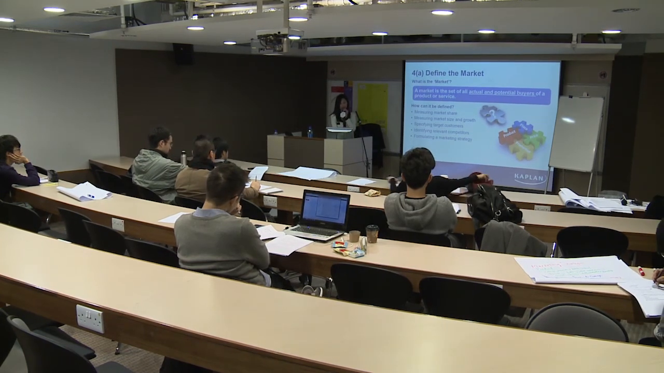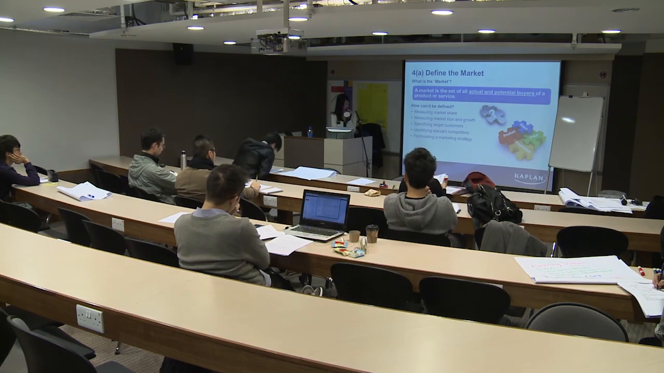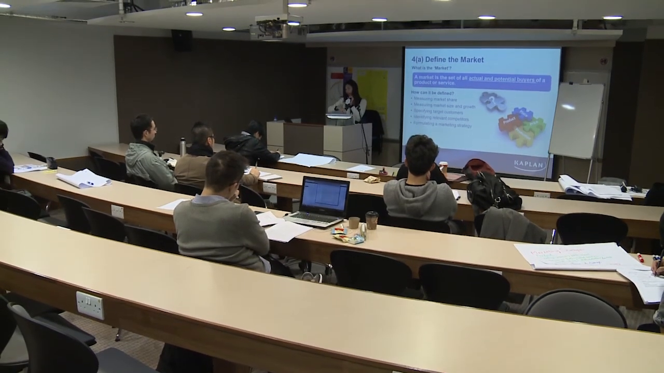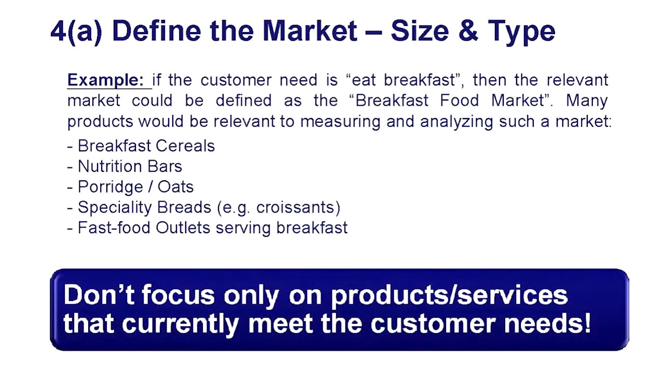So how can we define the market? Measure market share, measuring market size and growth, specifying target customers, identify relevant competitors, formulate a market strategy. So measuring market size. When you look at market size, when you talk about breakfast, okay? If what the consumer needs is eating breakfast, then the relevant market could be defined as the breakfast food market, right? So then you think, what are the products? I know you guys all have the products already, but you have to think what kind of people would consume or make use of our product. Breakfast cereal, nutrition bars, porridge, oats, specialty bread, fast food outlets serving breakfast.